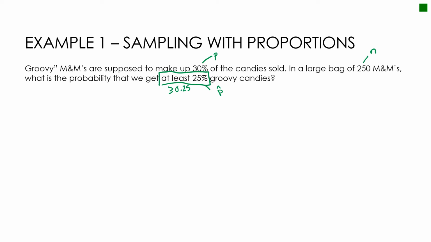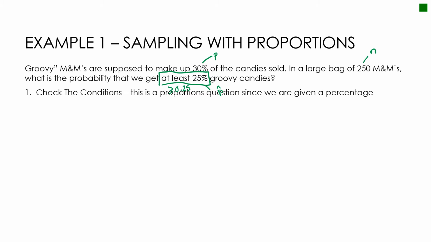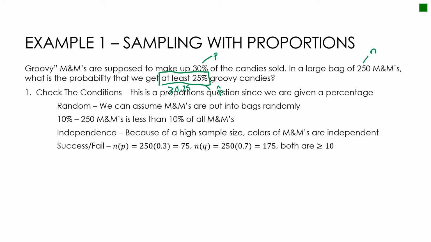But let's go ahead and look at our first steps then, which would be check the conditions. And again, this is a proportions question because we're given a percentage, not an average, but a percentage. What percent are groovy? Random, we can assume M&Ms are put into bags randomly, so in the factory they're obviously all mixed up and randomly put into bags. 10%, 250 M&Ms is less than 10% of all M&Ms, thank God.